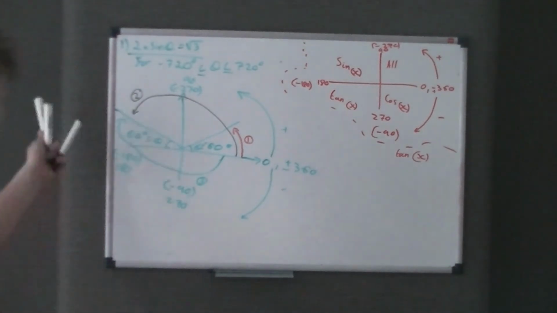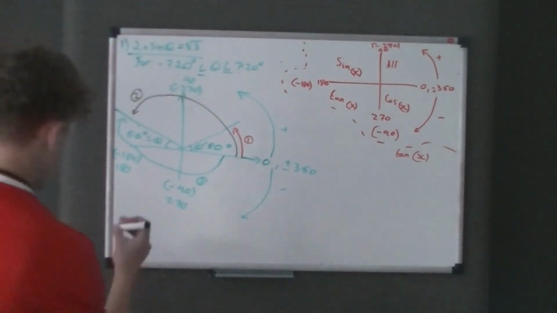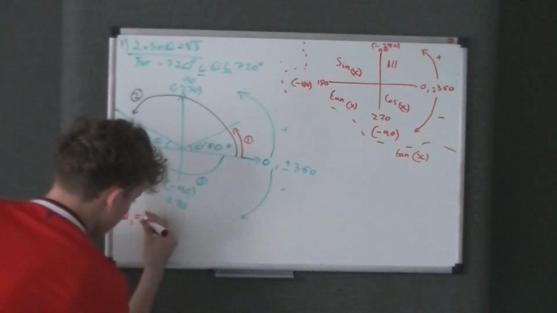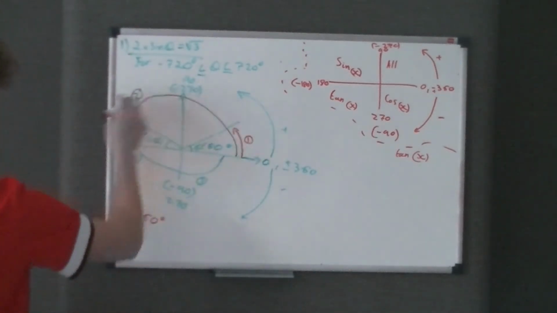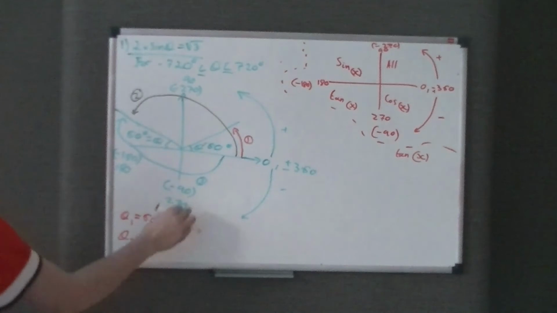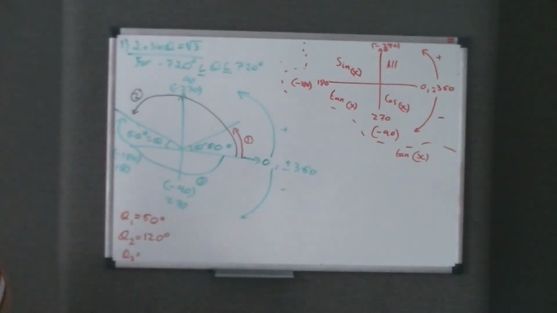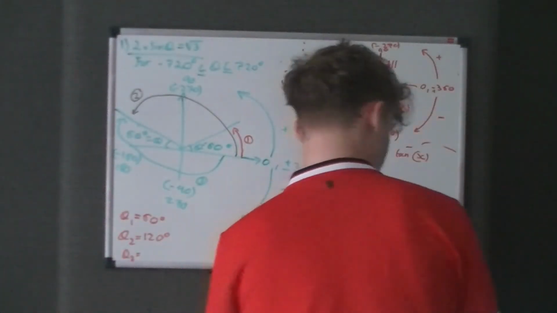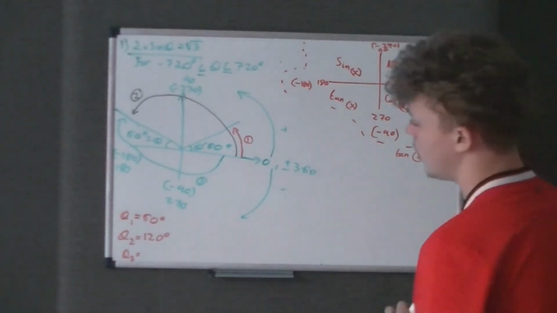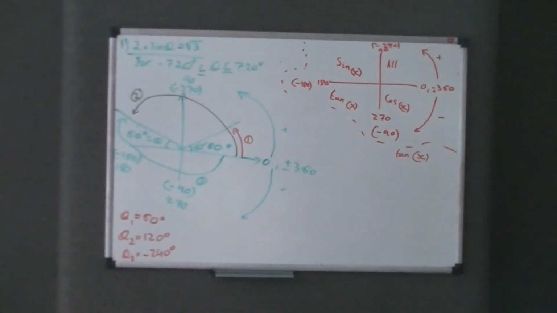So what we need to do now is work out what each of these angles are. I think the easiest one to start with is 1, because it's just the angle there, it's just theta, which is 60 degrees. So theta 1 is 60 degrees. Theta 2 is 180 take 60. Theta 2 is 120 degrees. Theta 3 is going to be minus 180 take 60, equal to minus 240. Minus 240.